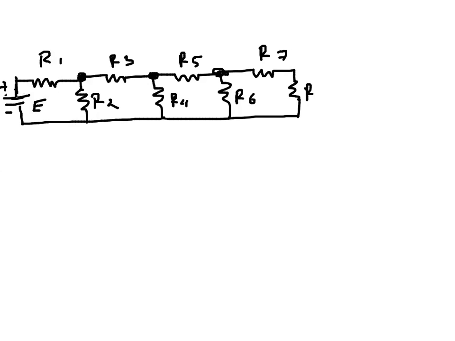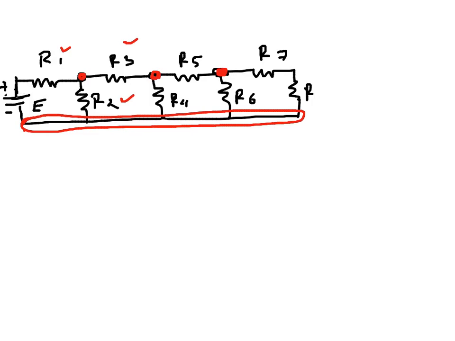So if we make an observation, how many nodes are there in this circuit? A node is a point where more than 2 branches are connected, or 2 elements are connected. So this one is a node here because R1, R3 and R2 are connected. Similarly, this is another node, 3 branches are connected. This is another node, and then there is a big node which is this one. So there are 4 nodes.